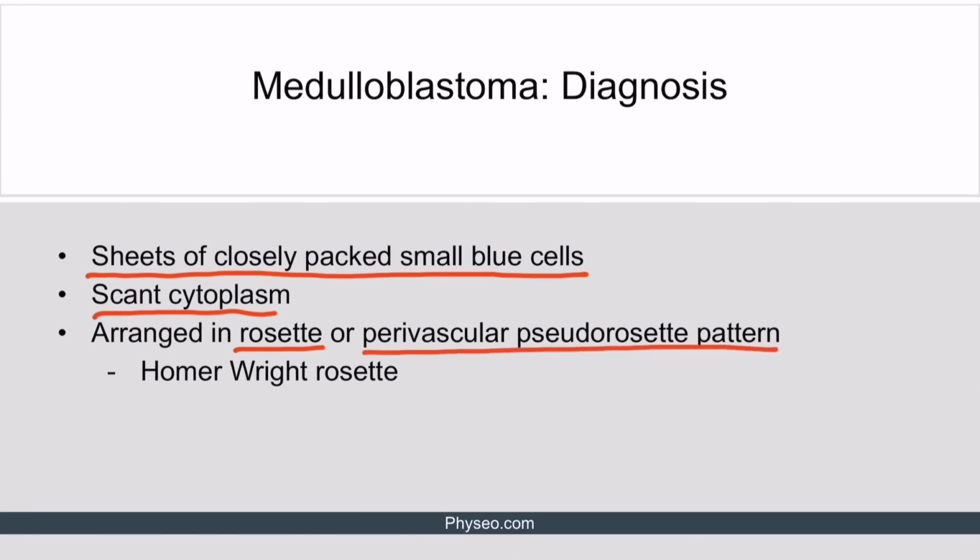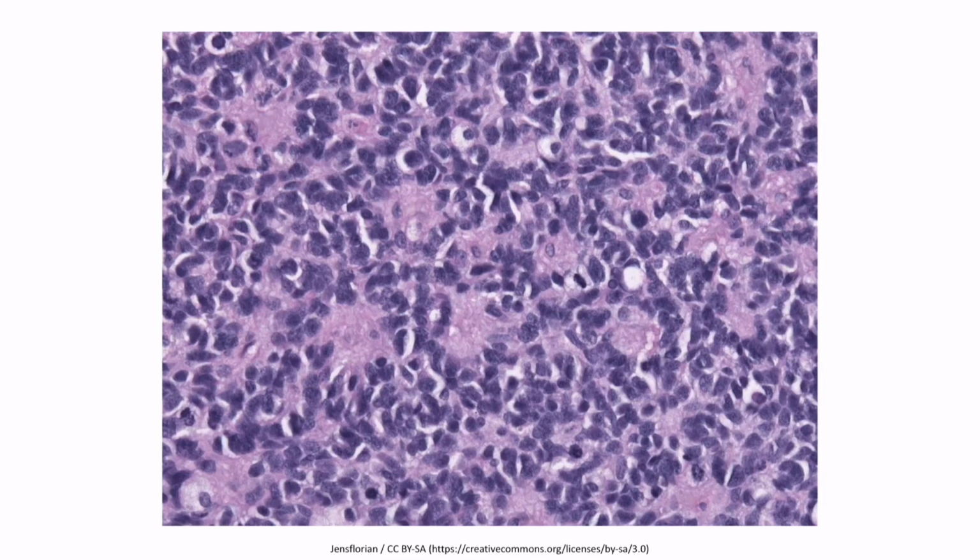These rosettes are malignant cells arranged around a blood vessel rather than a lumen. Notice how these neoplastic cells are arranged around small blood vessels. This arrangement is referred to as a Homer Wright rosette.